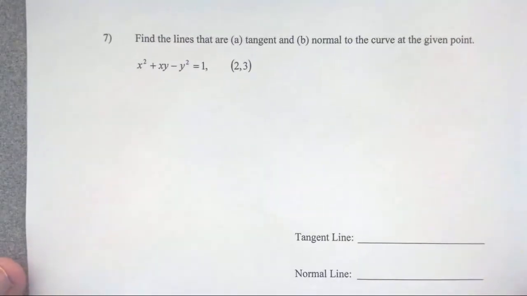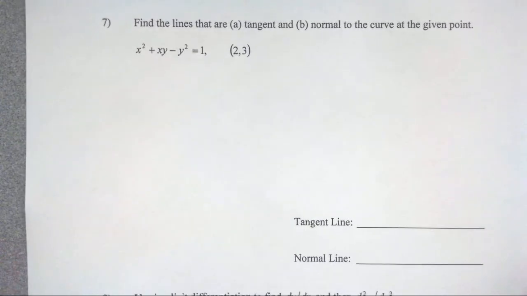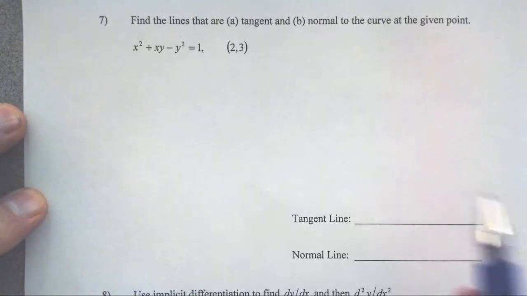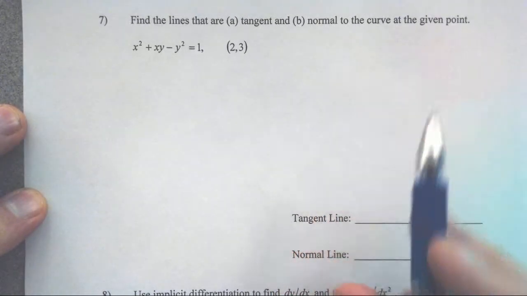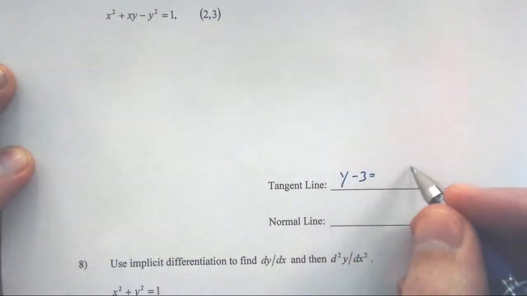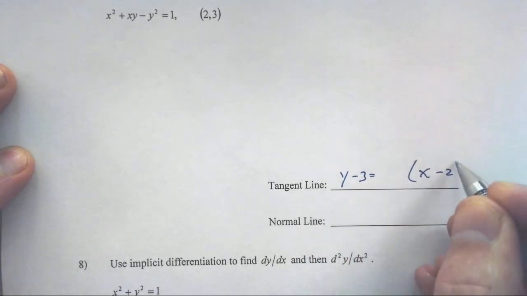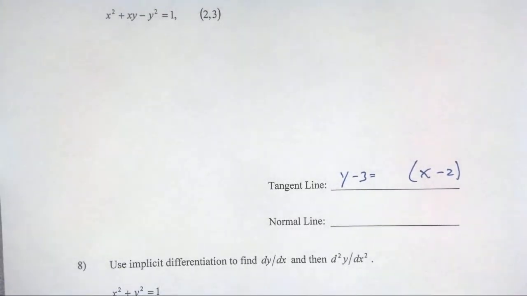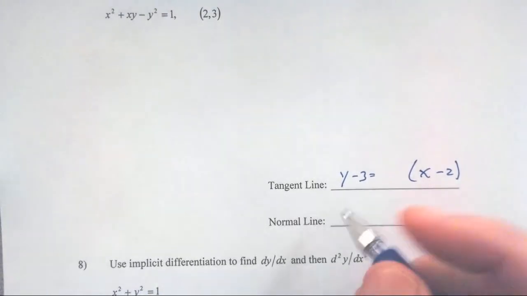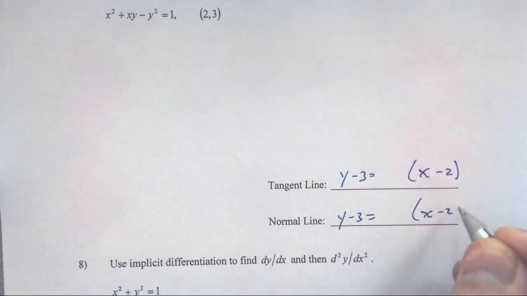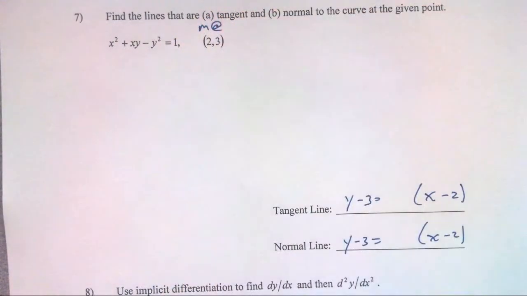Okay. Implicit differentiation. This should almost be a welcome problem for us here. Find lines that are tangent and normal to the curve at the given point. So we need a slope. I already know my tangent line could be written y minus 3 equals something times x minus 2. The only way that won't be the case is if I end up with something undefined for the slope. And then it's either going to be y equals or x equals. And my normal line can also be y minus 3 equals something times x minus 2. I want to look for the slope at 2, 3.